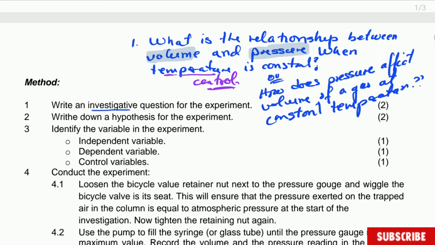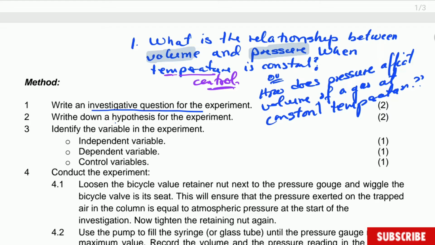We're working with the investigative question. What is the relationship between volume and pressure when temperature is constant? You cannot answer yes, or you cannot answer no. How does pressure affect volume of a gas at constant temperature? You cannot say yes or no. You have to say how it affects it. Well, you say as one increases, the other one decreases, and so on. So that is in terms of the investigative question.